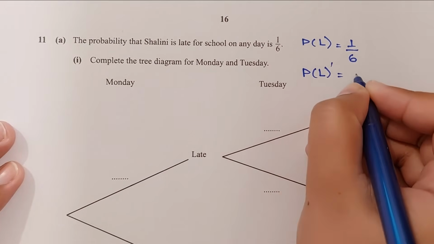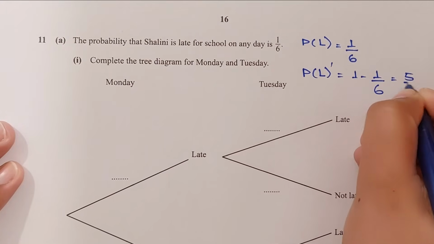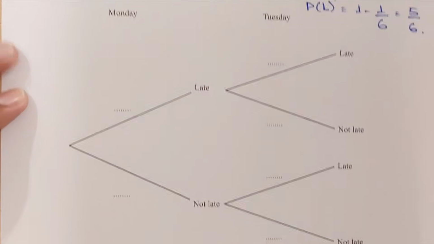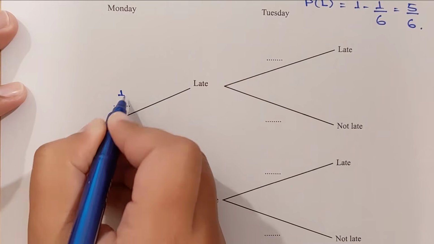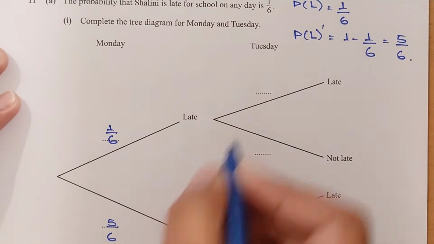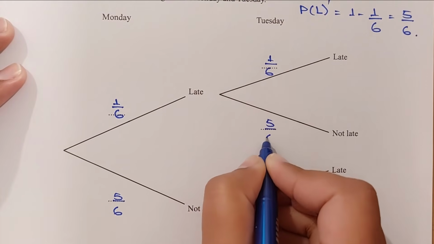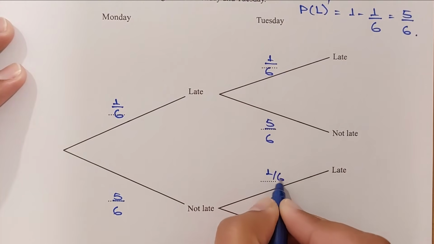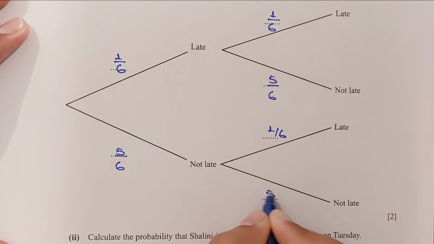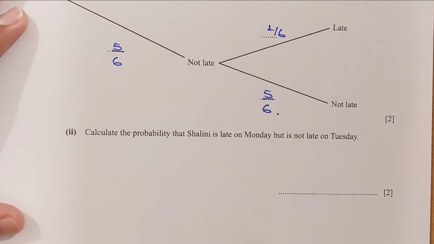Probability of not late is 1 minus probability of late. So that is 5 by 6. Okay, so for Monday, late is 1 by 6 and not late is 5 by 6. Again, Tuesday, late is 1 by 6 and not late is 5 by 6.